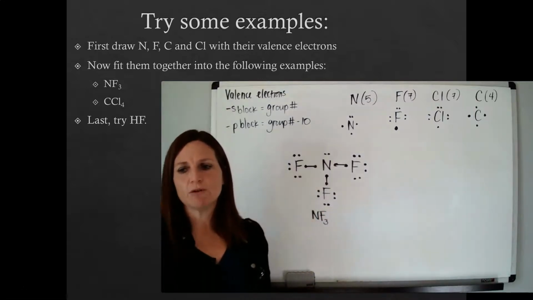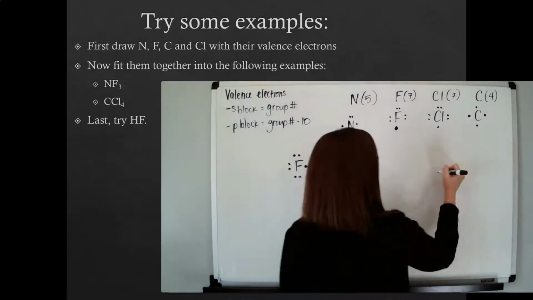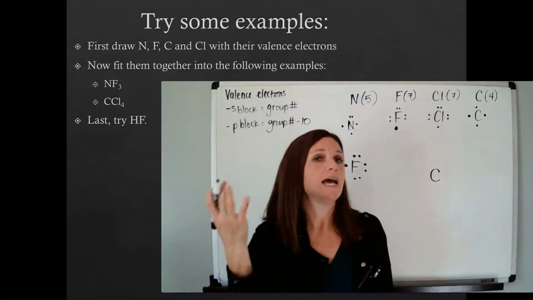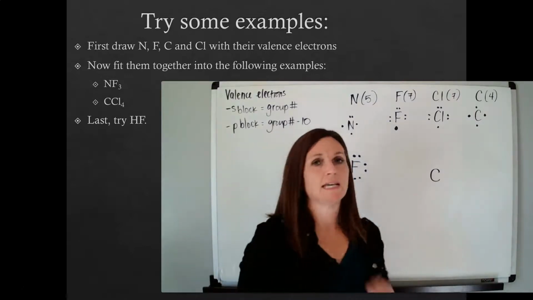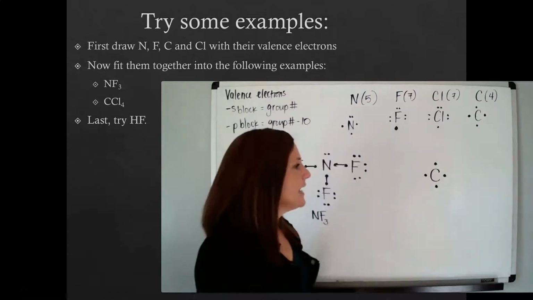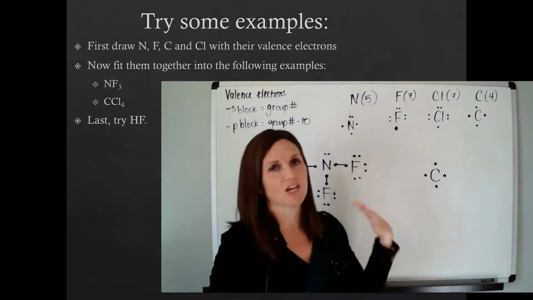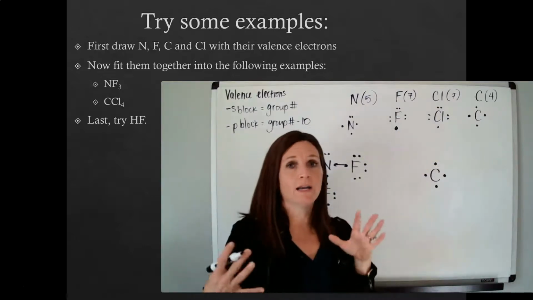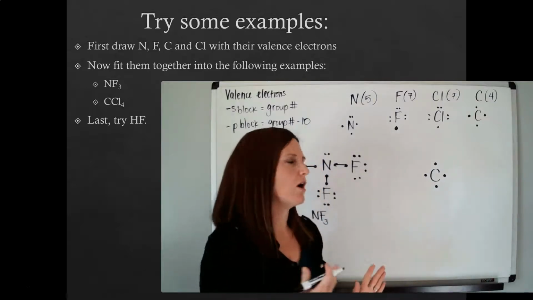Okay, so let's move on to CCl4. So we start with carbon. Remember, the one that comes first, or carbon, if we have the choice, is going to be the one in the center. And so carbon is in group 14. It has 4 valence electrons, so I'm going to put 1 on each side. And now, kind of the same concept, because chlorine is another halogen. It looks very similar to fluorine. We're going to put 1 chlorine on each side with its unpaired electron pointing towards carbon.